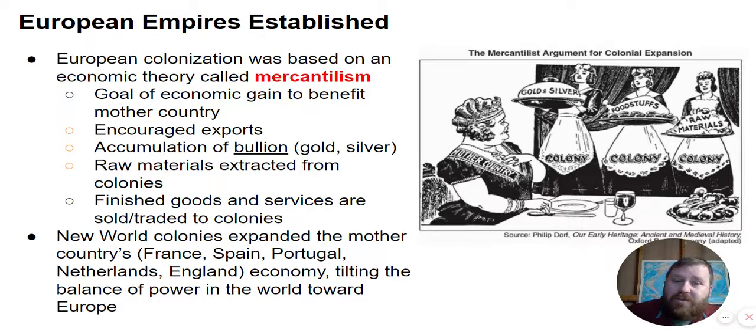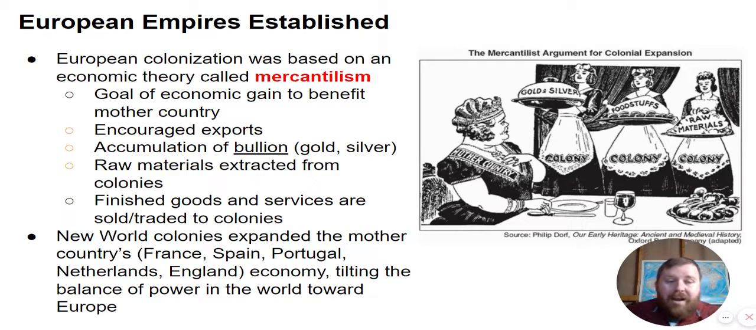Okay, so you're exporting these finished goods and services to the colonies, making money that way. You're also getting raw materials really cheaply from the colonies. So the colonies are doing work for you in both ways. New World colonies expanded the mother country's economy, whether it's France, Spain, Portugal, the Netherlands, or England. They're expanding that country's economy and tilts the balance of power in the world toward Europe.